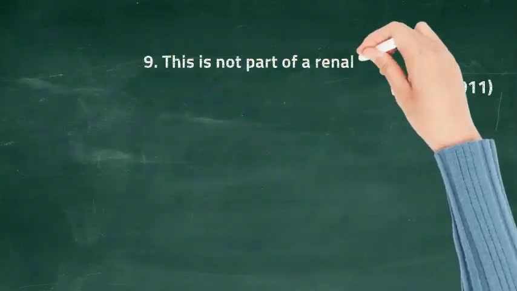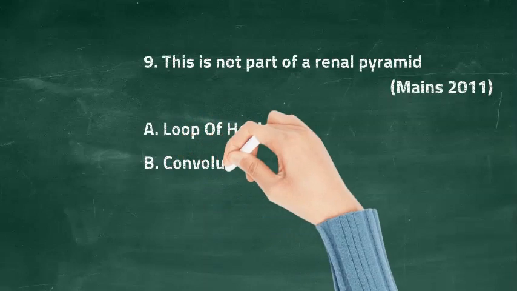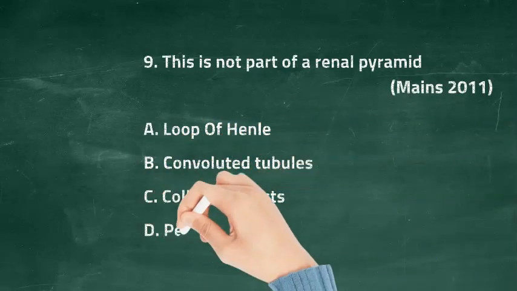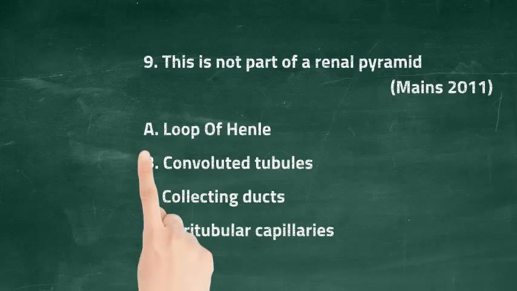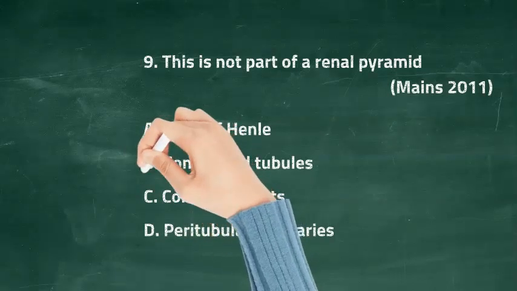Question 9. This is not part of renal pyramid. Option A is loop of Henle. Option B is convoluted tubules. Option C is collecting ducts. And option D is peritubular capillaries. The right answer is option B, convoluted tubules.